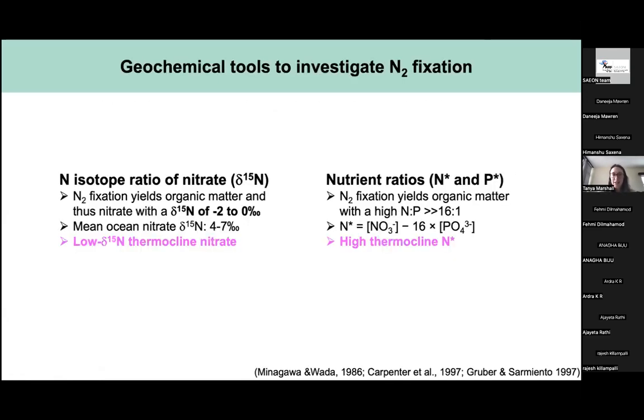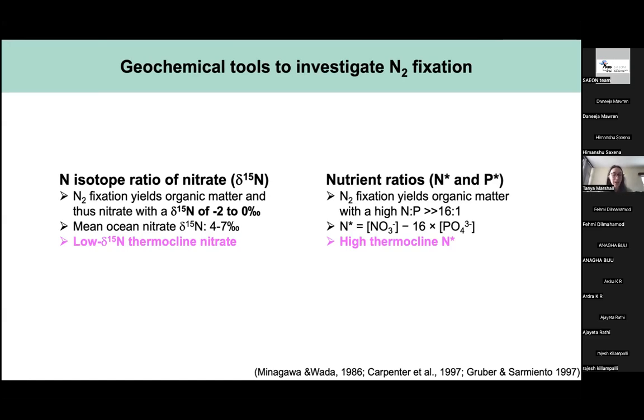To investigate N2 fixation, there are multiple geochemical tools. I'm going to speak about two of them today. The first is the nitrogen isotope ratio of nitrate, which we refer to as delta N15. The reason that this is a tool is because N2 fixation introduces a delta N15 that is really low. Its N end-member is around -1 per mil, and it's low relative to mean ocean nitrate delta N15, which is between 4 and 7 per mil. So the nitrogen isotope end-member for N2 fixation is low, which makes it relatively easy to identify.